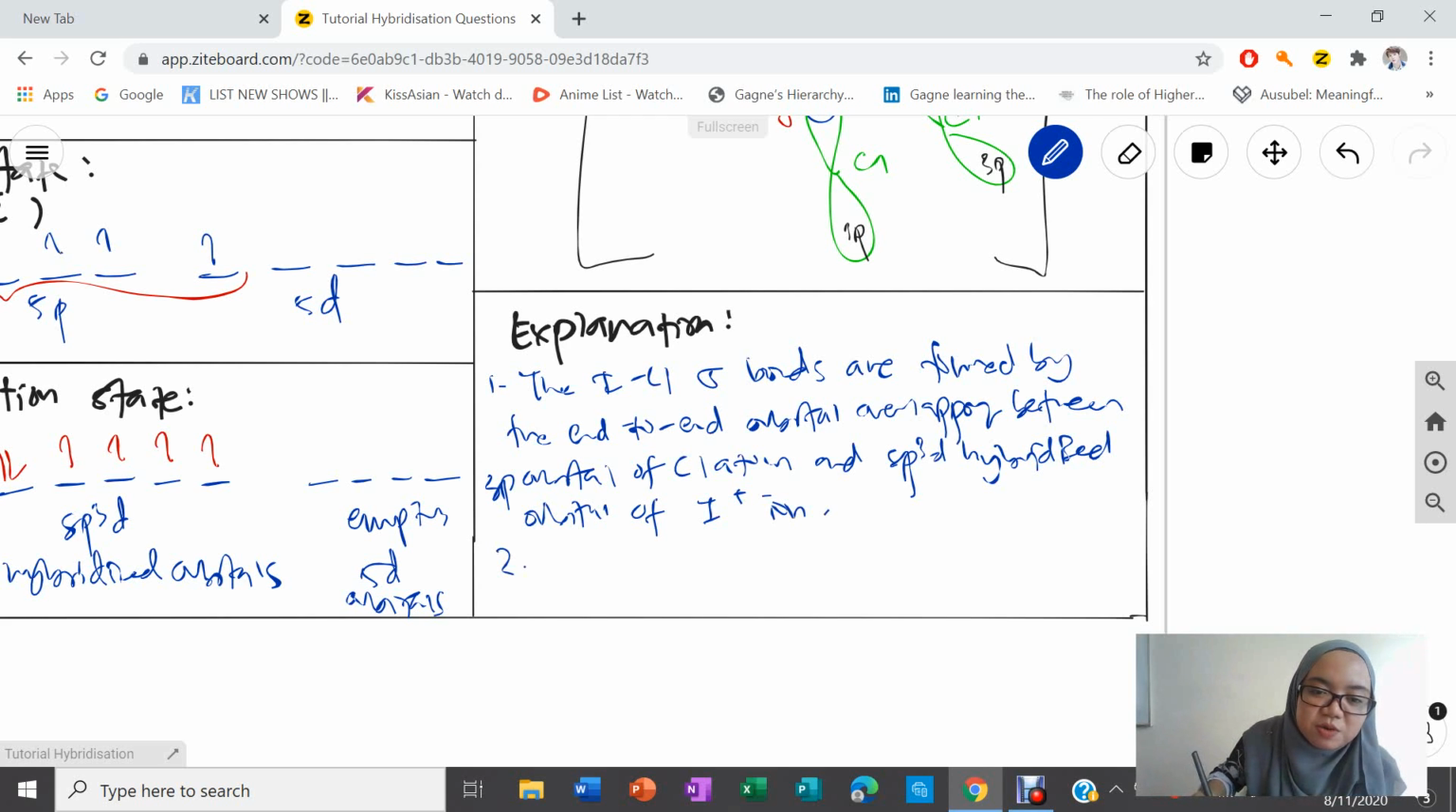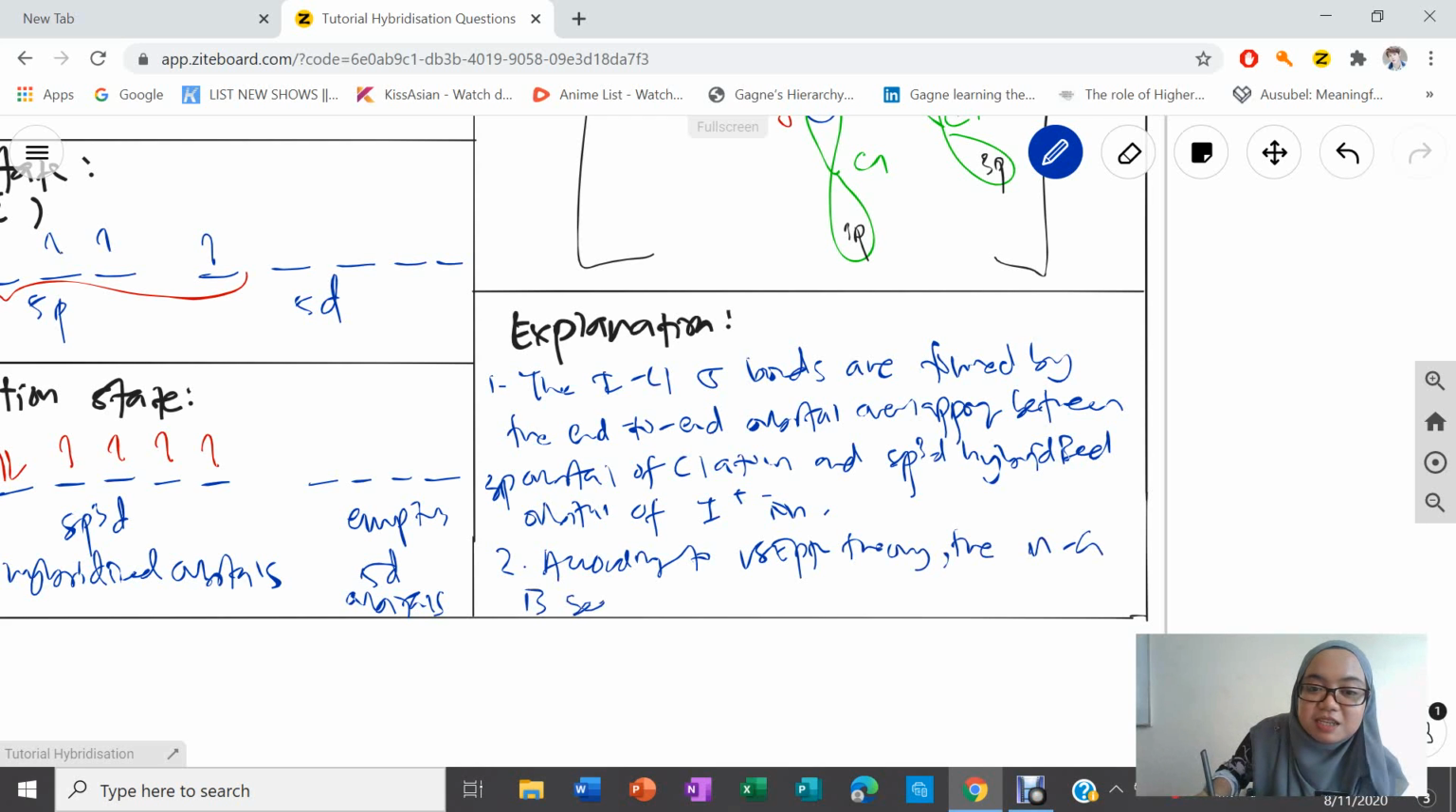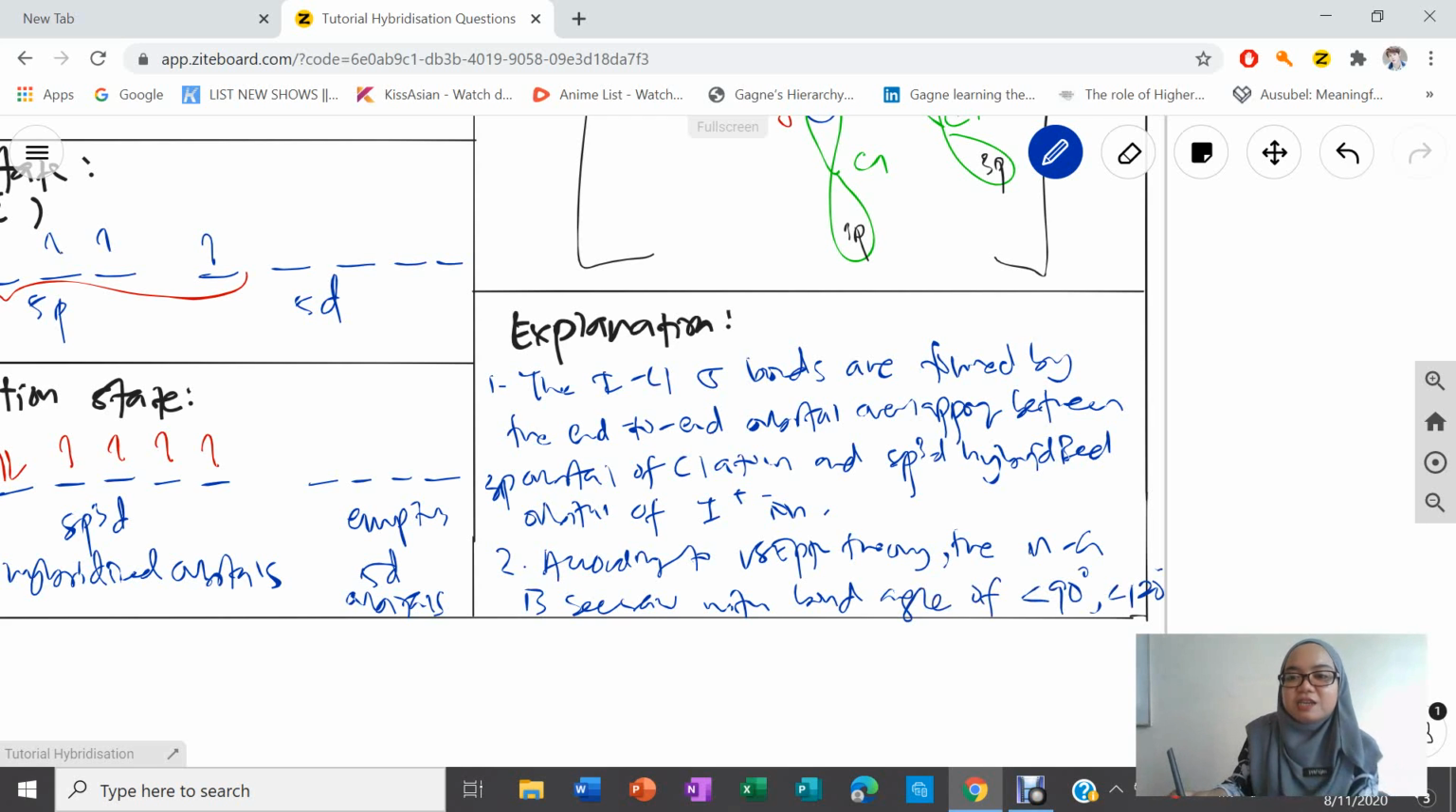Okay, number 2, according to VSEPR theory, the molecular geometry is seesaw with bond angles of less than 90 degrees and less than 120 degrees. Okay, so this is how you answer this question.